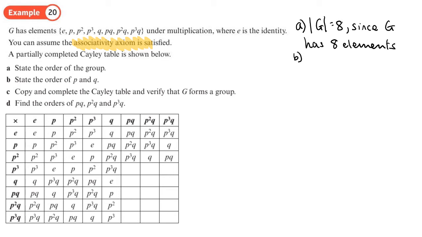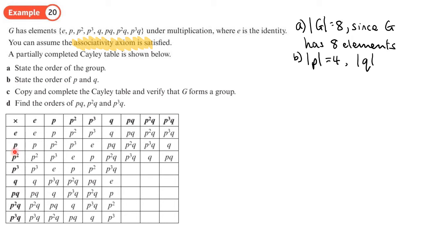Part B, we want to state the order of 2 of the elements, P and Q. So let's start with P, and let's have a look. So we've got P here. We're going to multiply by the identity, so that would be like first order, second order, third order, so fourth order. Yeah, it's like the fourth one in the table. We apply P to itself, and on the fourth time of multiplying P by itself, we'll get E. So the order of P is 4, and we need to find the order of Q.